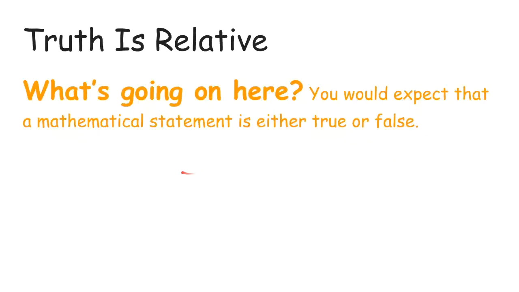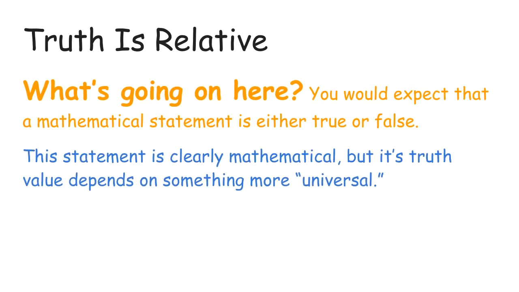So what's going on here? You'd expect that a mathematical statement like "1 is the smallest number larger than 0" is either true or false, nothing in between, nothing like sometimes true or sometimes false, depending on what you're talking about. And the statement is clearly mathematical, but its truth value depends on something more universal, like whether the universe is the natural numbers, or the real numbers, or the whole numbers, or the rational numbers. It depends on that. It depends on what you're working in.